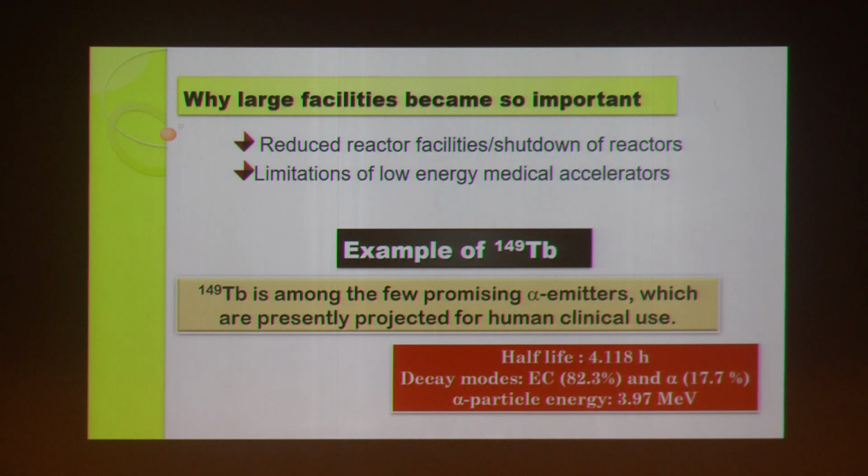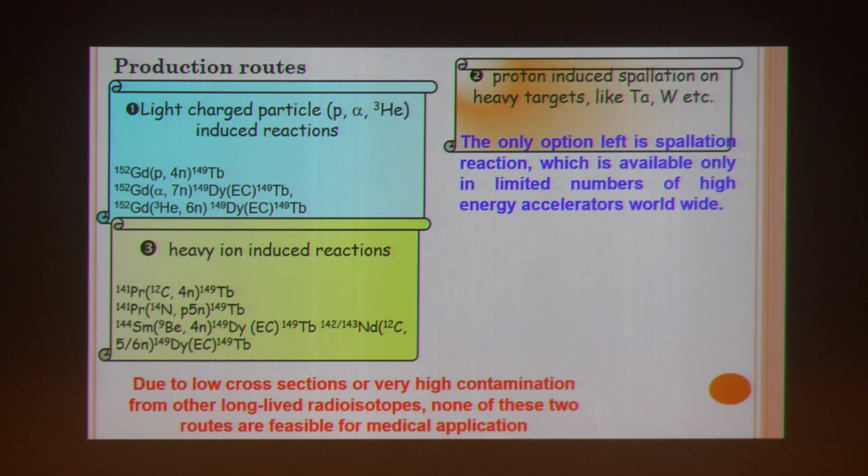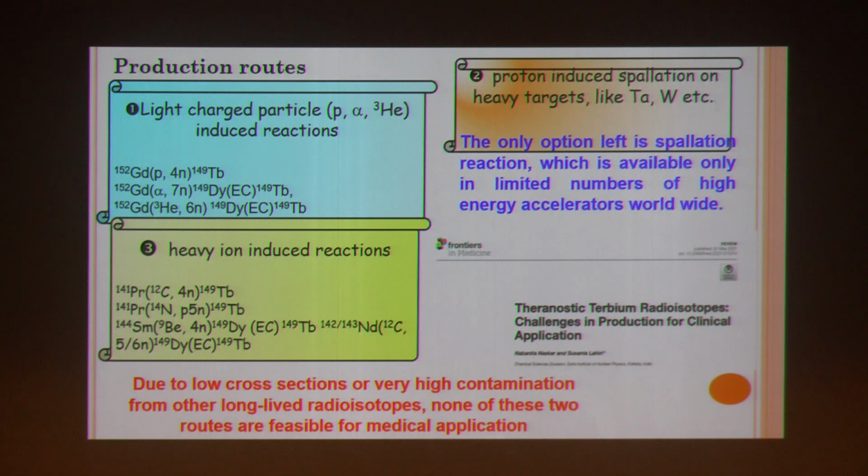If I give one example, terbium: 149 terbium has a good half-life of 4.2 hours, and it is one of the few promising alpha emitters that can be used for alpha therapy. The production routes can be light particle-induced reactions, heavy ion-induced reactions, or the spallation technique. Due to low cross-section or very high contamination from other co-produced radioisotopes, neither light particle-induced nor heavy ion-induced reactions are applicable. However, spallation may be the only option that can produce this kind of radionuclide. This is another review in Frontiers in Nuclear Medicine, which talks about the pros and cons of producing terbium radioisotopes.